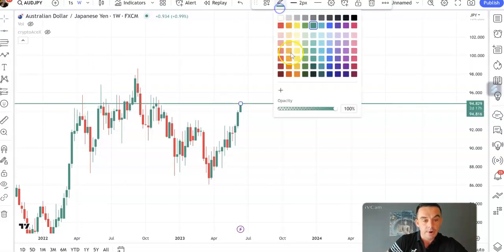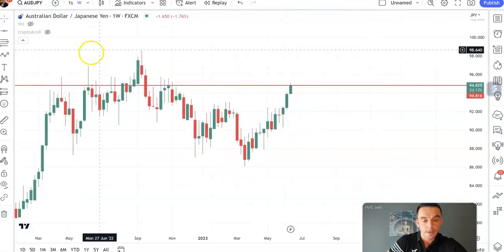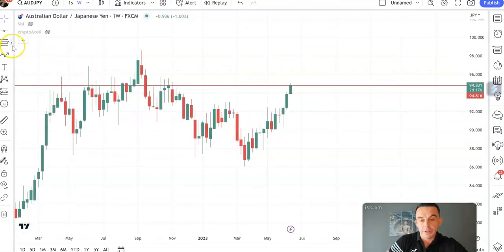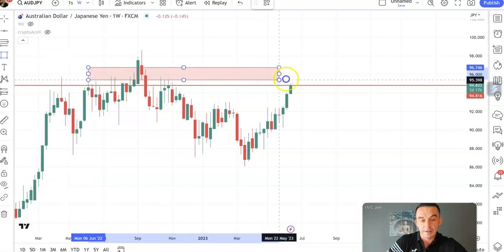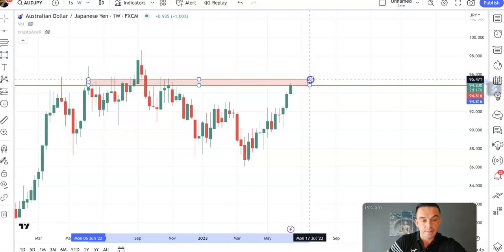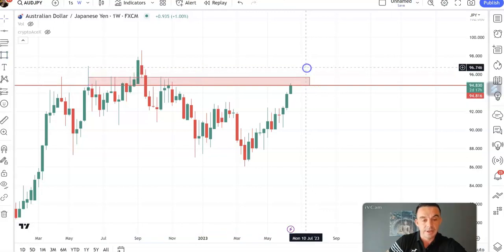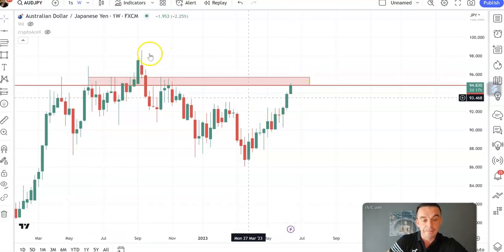Here, we mark that, zoom in here. And next we'll just want to draw the zone. Okay, just all the highs of this zone where price could likely target. Okay, and that's the zone there. Personally, you want it just down a little bit further at these highs here. So we could see a push up into the 95 area.